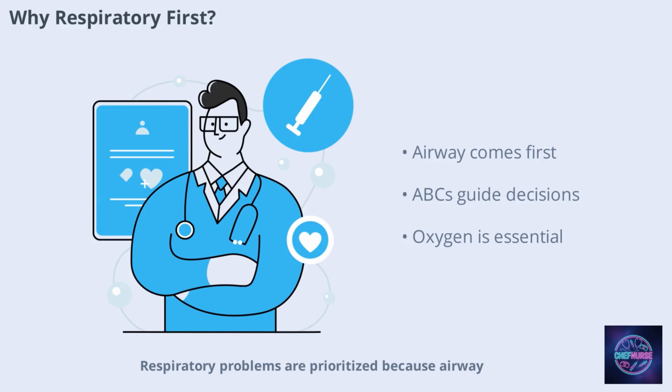Respiratory problems are prioritized because airway and breathing are fundamental to life. The ABCs, airway, breathing, circulation, form the backbone of nursing assessment and intervention. If a patient's airway is blocked or their breathing is compromised, it can lead to rapid deterioration. That's why on the NCLEX, questions involving respiratory distress or airway obstruction should catch your attention immediately. Always remember, without oxygen, other interventions become meaningless. This is the core of respiratory prioritization.